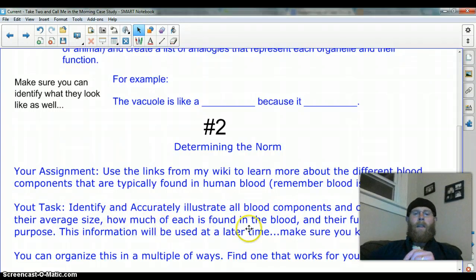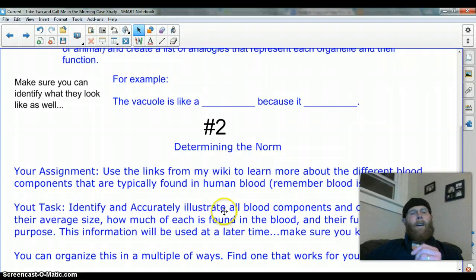How much of each is found in the blood? How much of the blood is red blood cells? How much of the blood are the neutrophils? How much of the blood are the monocytes, and so on and so forth? And then tell me what their functional role is. So the purpose is, if you can accurately illustrate, that means draw them with detail, their physical features and structures, then you'll be able to identify what they look like in an unknown blood smear.